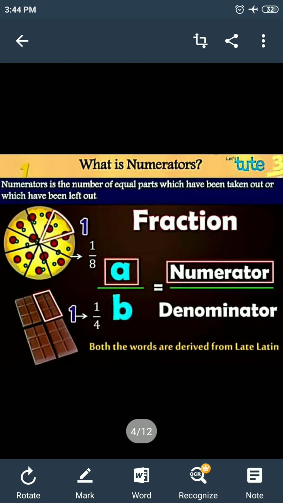The same example is repeated with chocolate. I divide the chocolate into 4 parts. So total parts are 4, and that is taken as the denominator, and one highlighted part is taken as the numerator. So one highlighted part can be written as 1 by 4.